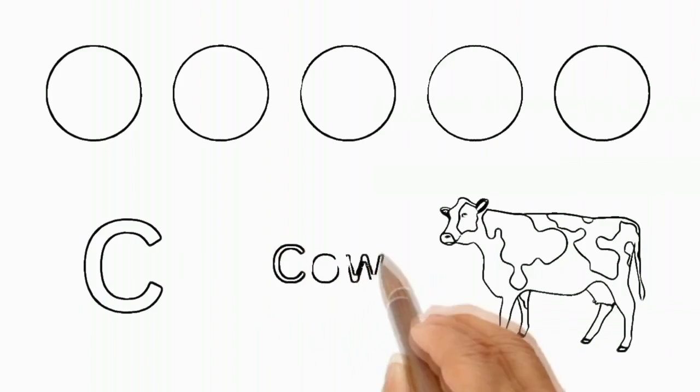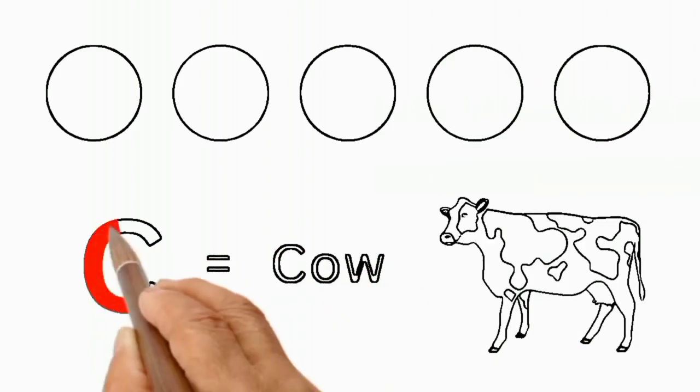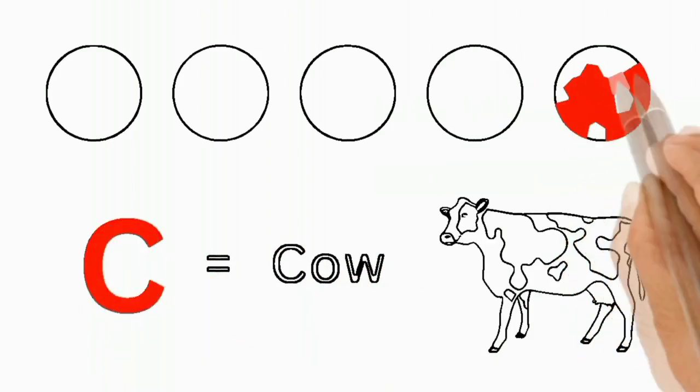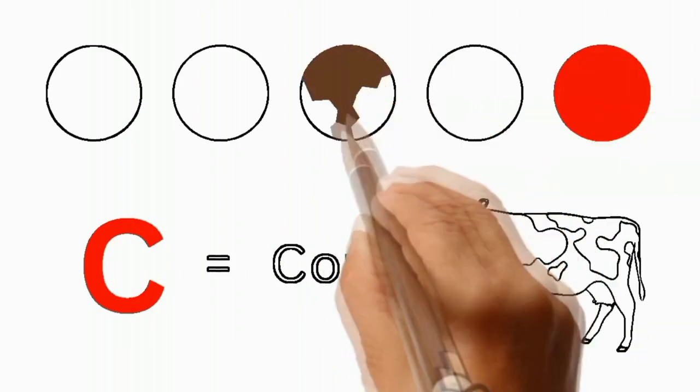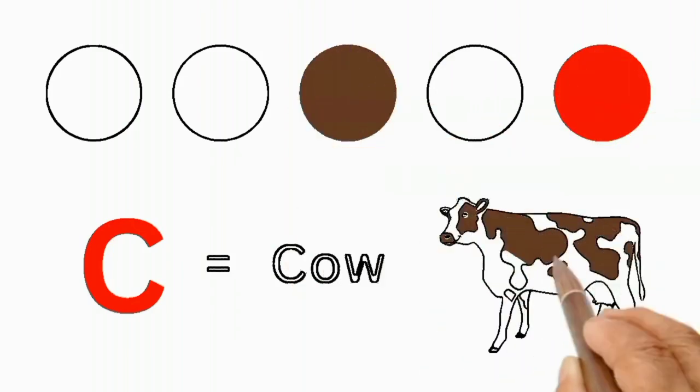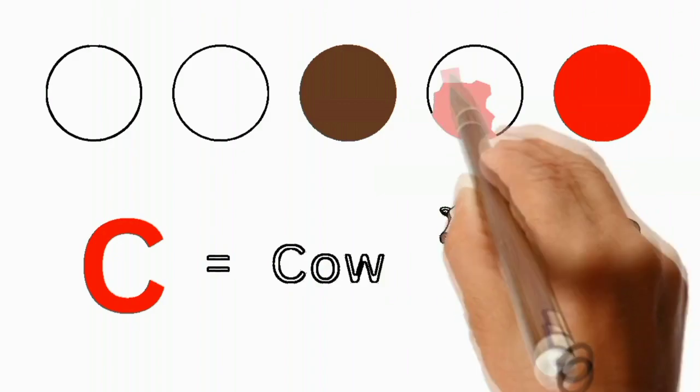C. C for cow. Cow. C, O, W. Cow. C for cow.